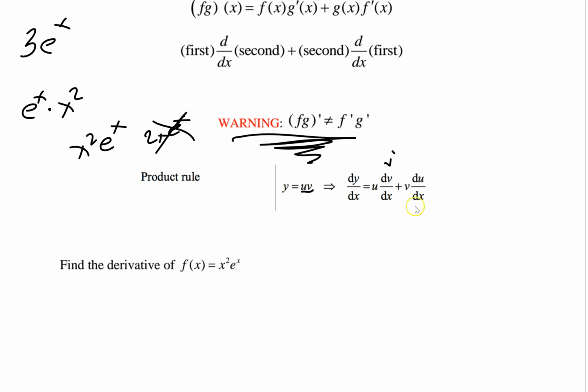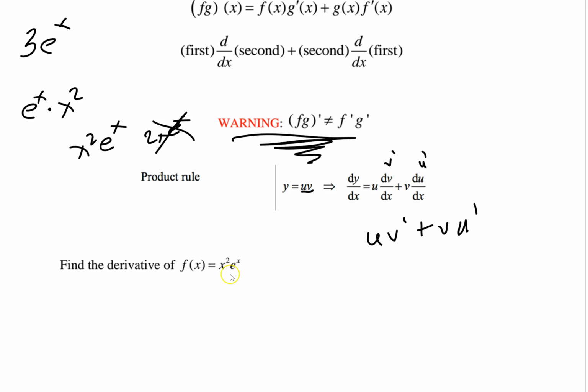Then over here you have v times du dx. du dx is just u prime. That's all it is. This is the exact same thing as saying u times v prime plus v times u prime. So it's the derivative of one of them times the other plus the derivative of the first times the second. That's product rule. So let's do it to the thing I had over there.